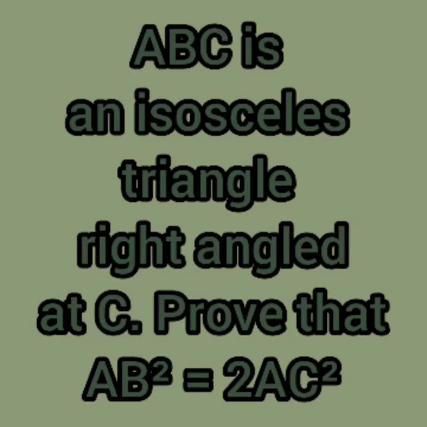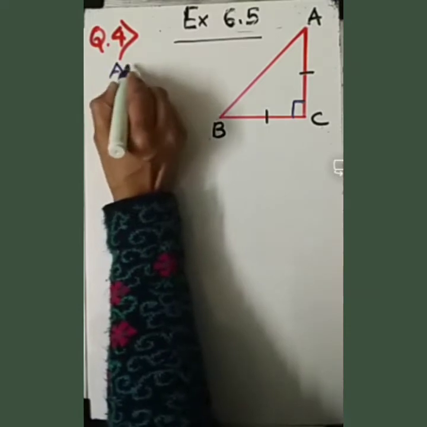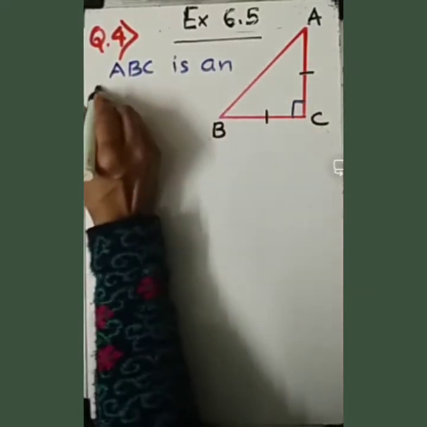Fine. How to see? Let's see. In triangle ABC, it is an isosceles triangle.